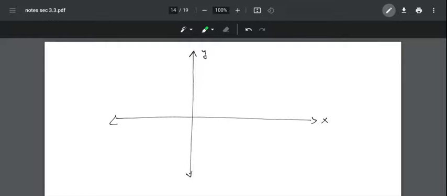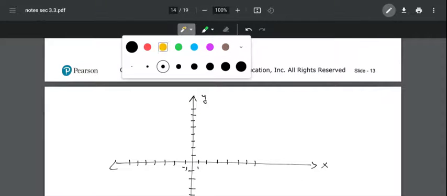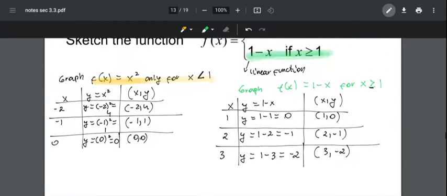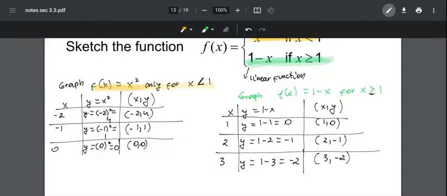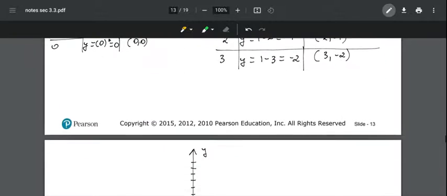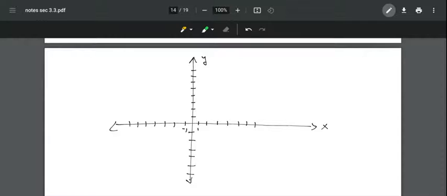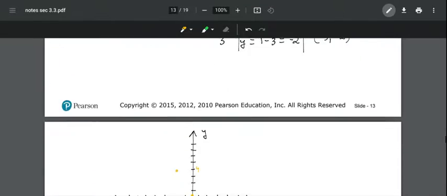X, Y. 1, 2, 3, 4, 5, 6, 7. 1, 2, 3, 4, 5, 6, 7, 8. Negative 1, negative 2, 3, 4, 5, and so on. Okay, so the first graph will be in yellow. So that's the quadratic function. We have the points negative 2 comma 4, negative 1 comma 1, 0 comma 0.